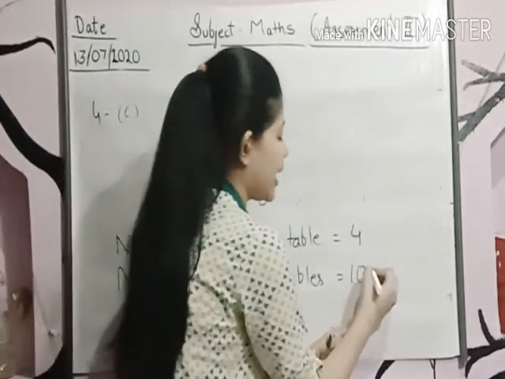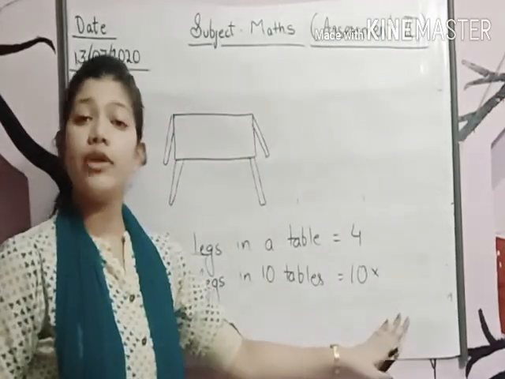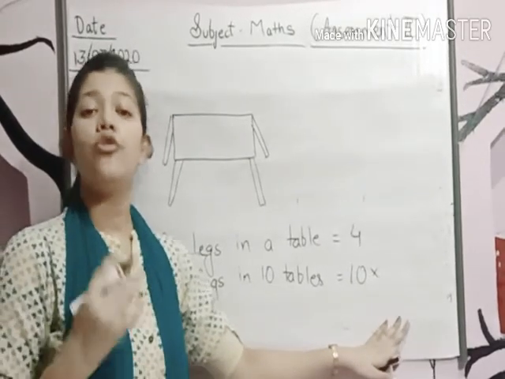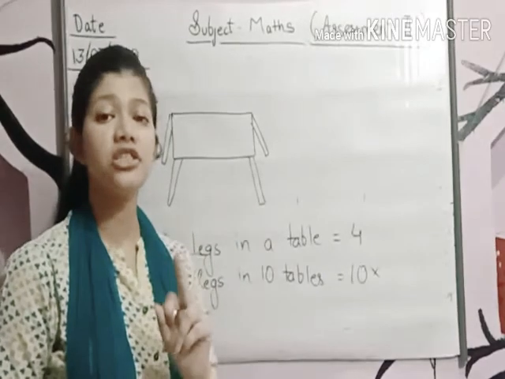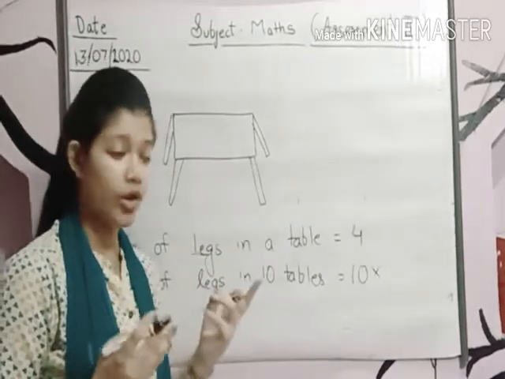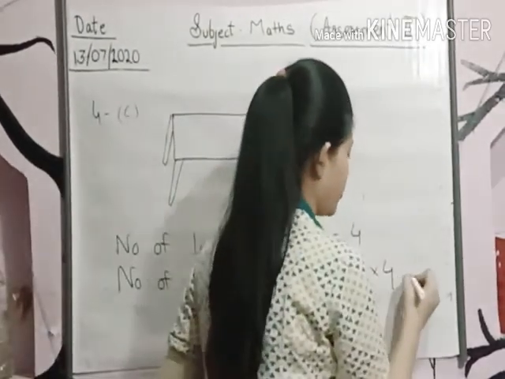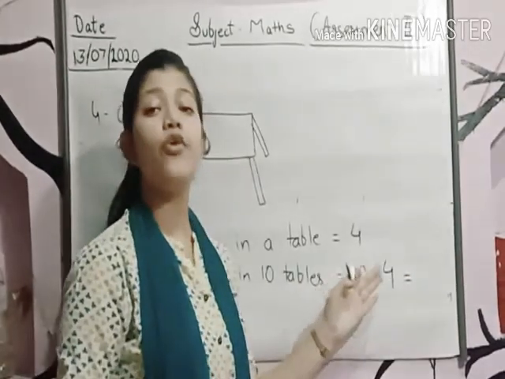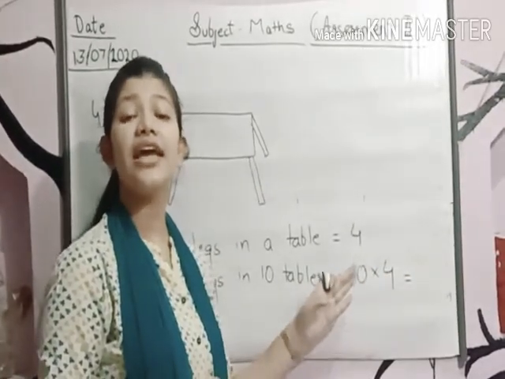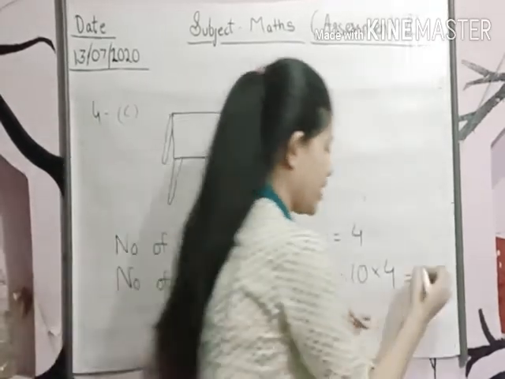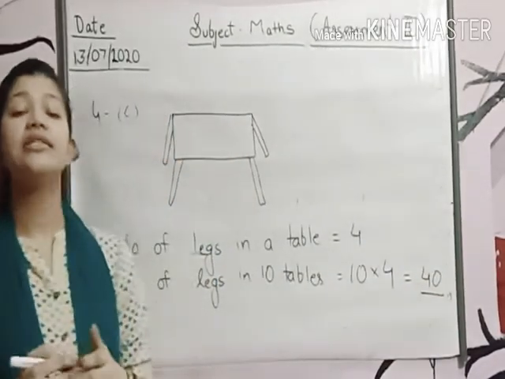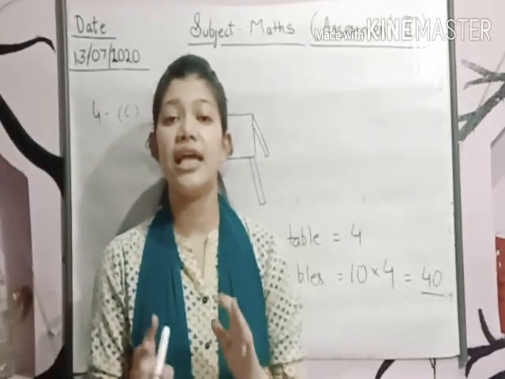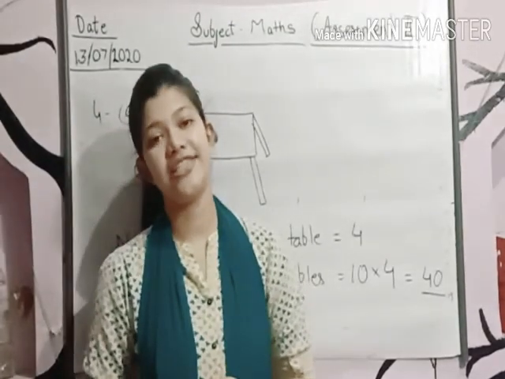Now we will put sign of multiplication. What will be our second factor? 4. Why 4? Because how many legs are there in each table? How many? 4. So we will write 4. Now tell me 10 fours are, yes, 40. Yes. So what will be the answer? The answer will be 40. Means there are 40 legs in 10 tables.